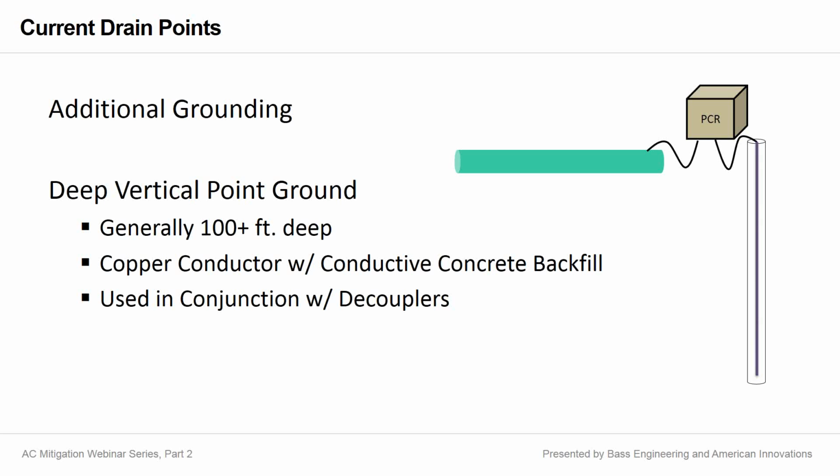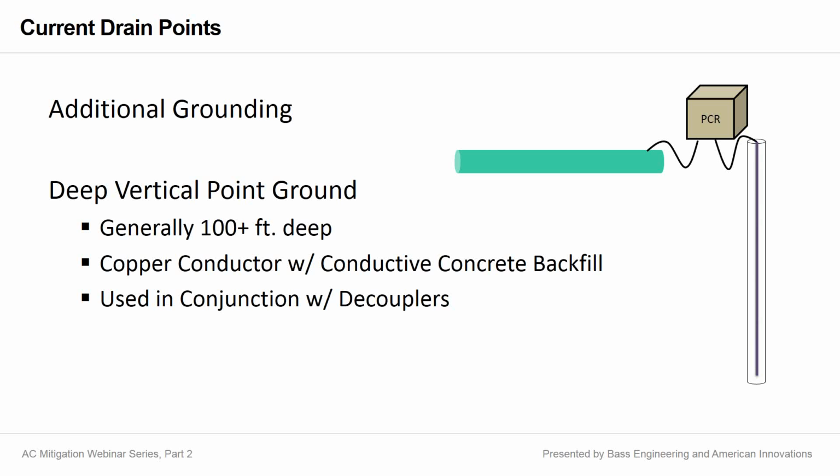Additional grounding that could be available to us. So if we determine either A, that the existing equipment is not going to be sufficient to complete our design, our current drain points, or B, we simply don't have that available to us, then we may have to create those grounding points or current drain points. Those can take many different shapes and forms. The one that we're talking about first is a deep vertical point ground.